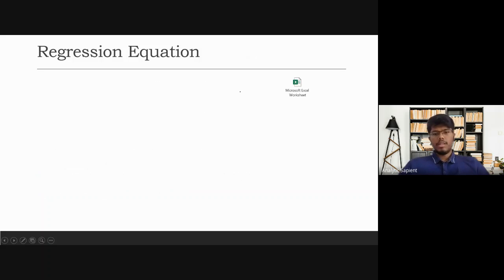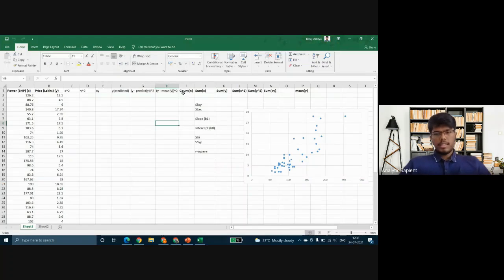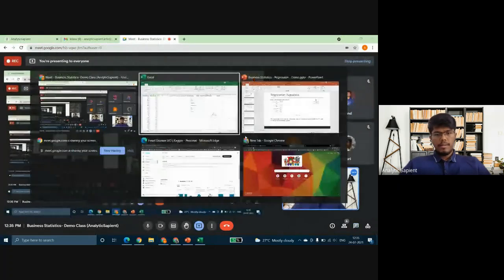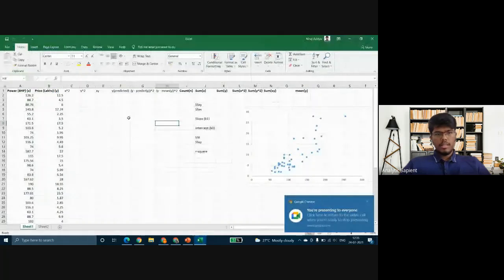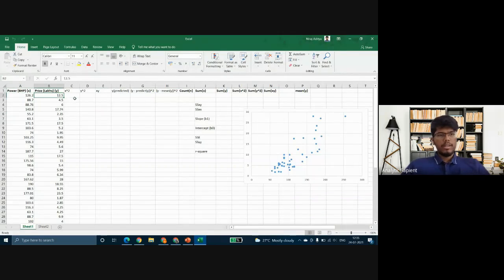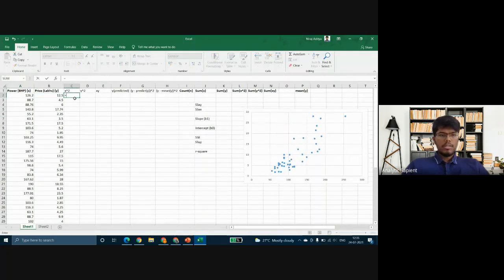Okay. So let's construct a regression equation. And guys, just let me know if you have any doubts. Okay. So let's construct a regression equation in Excel. Here we see power and price. These are our independent and this is the dependent. So similarly, we find out what is x square, and find out what is xy.